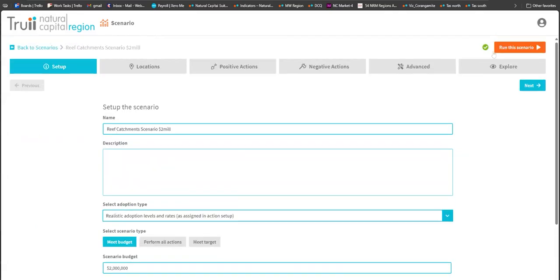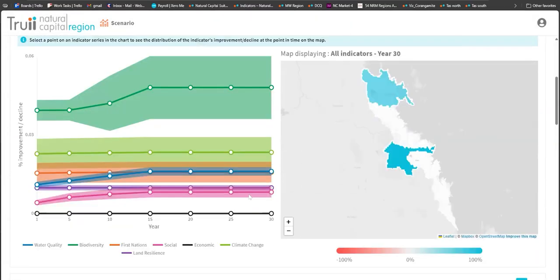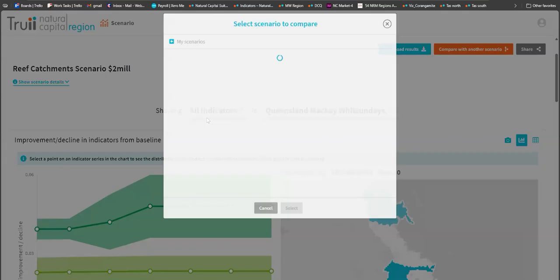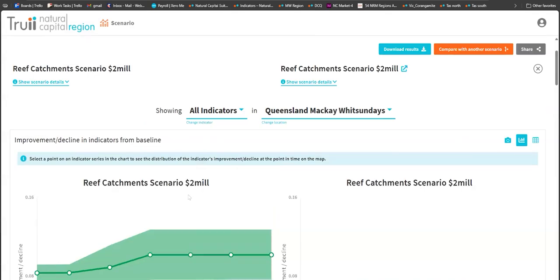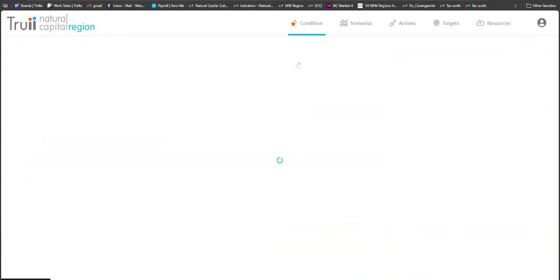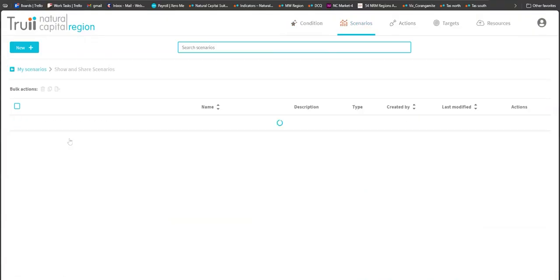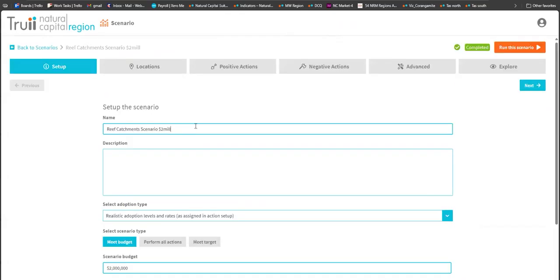We're still going to spend our $2 million, and let's run that so you can see how quickly we ran that. You can see there's a different response here, but the easiest thing to do is to compare that to the other scenario which you previously ran. As you can see, because we've got much slower rates of adoption, your improvement in things like water quality is lower. Sorry, apologies, I didn't label the scenario properly. So that's realistic adoption. It's a good lesson for you all: make sure you document everything.